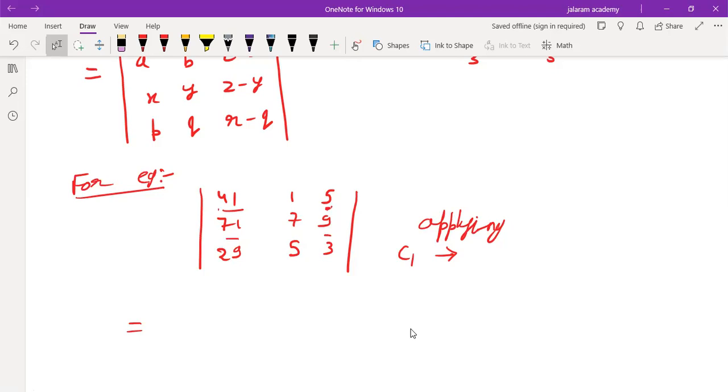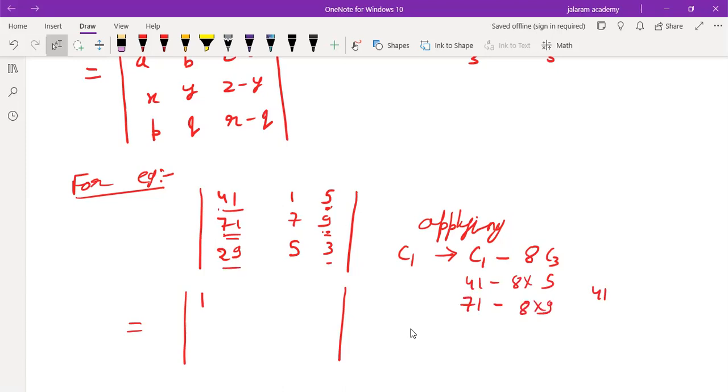71 minus, it will be also multiplied by the same, that is 8. 72, it is minus 1. And this will be also multiplied by 8. Means C1 is operated as C1 minus 8C3, means we will multiply all the elements of column 3 by 8. So 5 8s are 40. 41 minus 8 into 5. Second element, 71 minus 8 into 9. Third element, 21 minus 8 into 3. So it becomes 1.